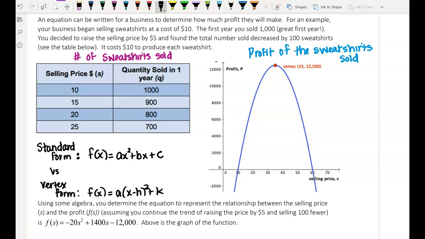So we need to remember we have these two different forms of the equation we've been working on in this unit. Most of what we're going to see in this particular activity is back to the standard form.